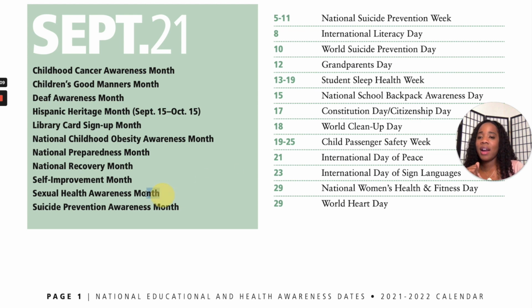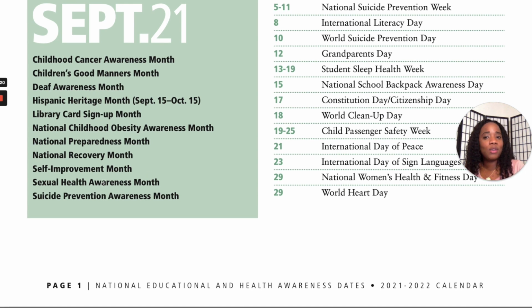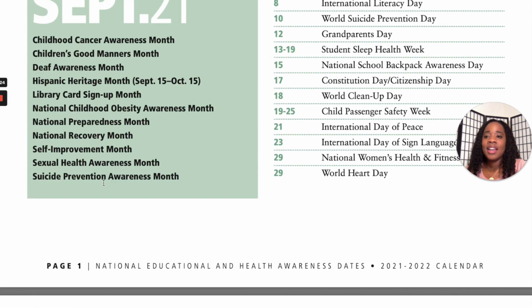Oh, and I see right here it says Sexual Health Awareness Month. That could be something that you could talk to your middle school and high schoolers about. If you plan right, then you can be able to do that. Oh, and so this is the month where it's Hispanic Heritage Month. And so you can really take that time to just utilize that and talk to your students about a different heritage and get some information on that.